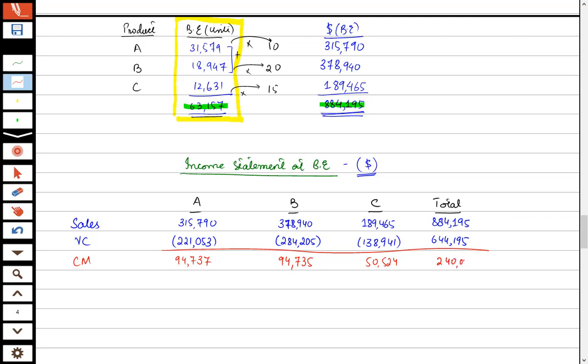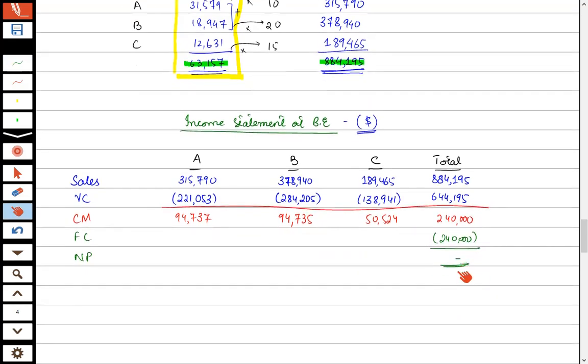Sure. Now, according to the pattern that we discussed in managerial accounting, sales less variable cost, we get CM, then what comes next? The fixed cost, which is 240,000. So what is our net profit? 0. It means all these calculations are correct, and according to these calculations, we have got net profit 0.